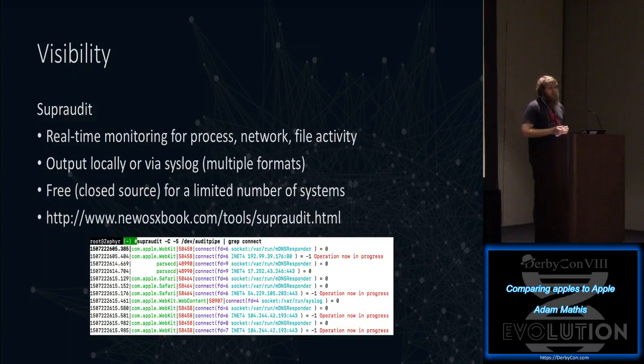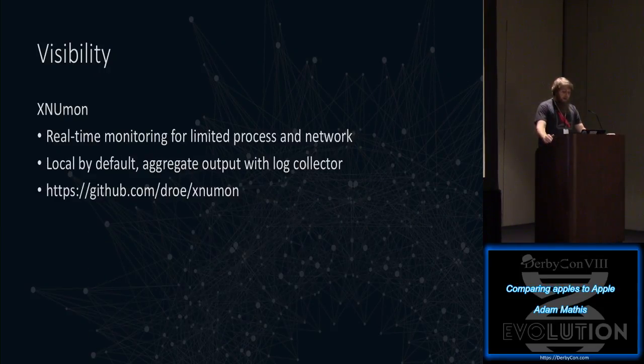SuperAudit is another. This was developed by Jonathan Levin, super bright macOS guy. This is real-time monitoring. It collects process, file modifications, netcons, all that good stuff. It can be syslogged out or kept locally. You can get it in JSON or in the format you see down there. It's a really excellent tool. It's free for a handful of systems. It is closed source, but it is a really neat tool. If you only have a handful of Mac devices to monitor, this is a great option.